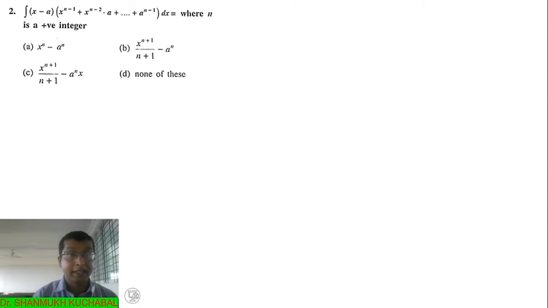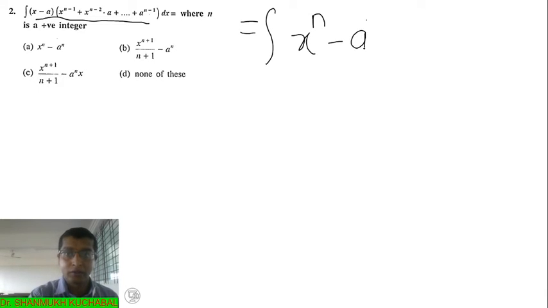Further, next example: integration of (x minus a) multiplied by (x raised to n minus 1 plus x raised to n minus 2 into a, plus so on, a raised to n minus 1) into dx, where n is a positive integer. So use the binomial expression. So the numerator, after simplification, we can write as x raised to n minus a raised to n into dx.